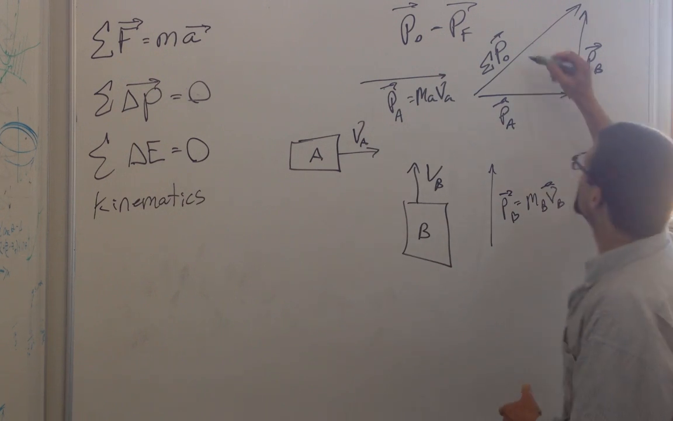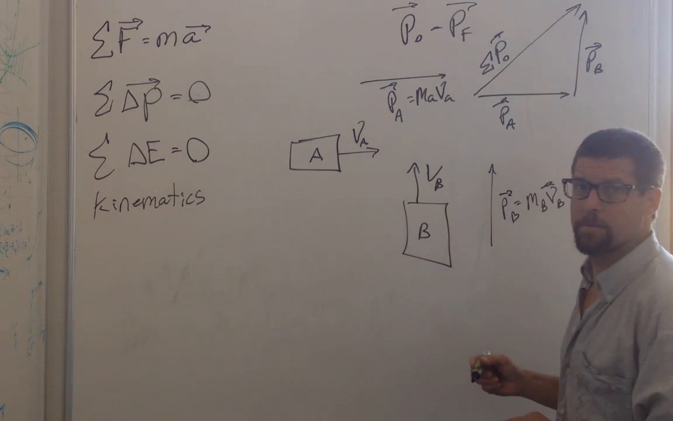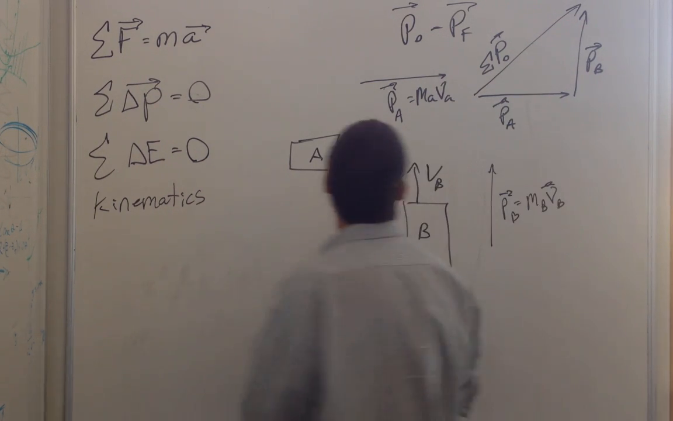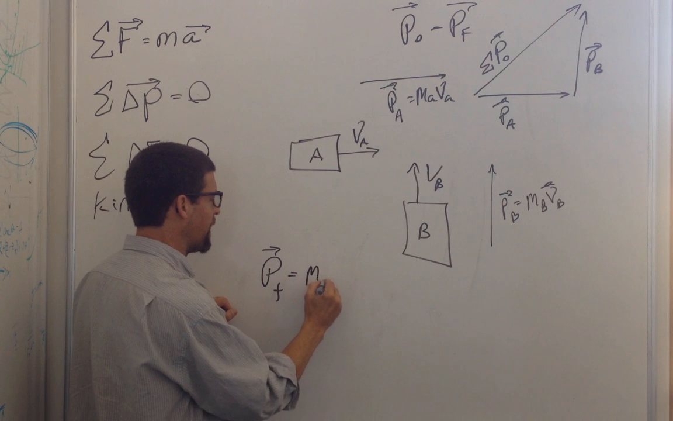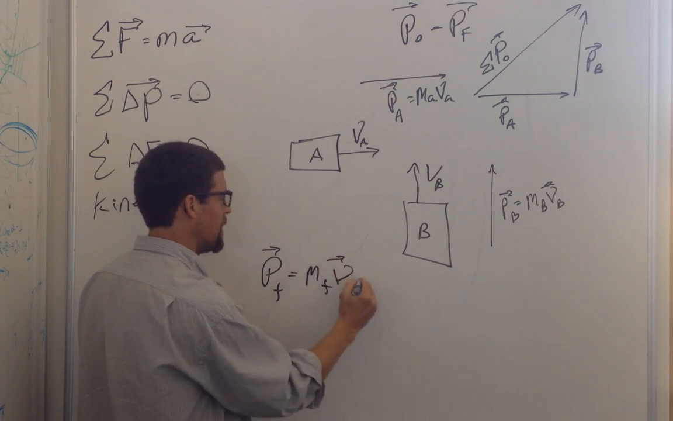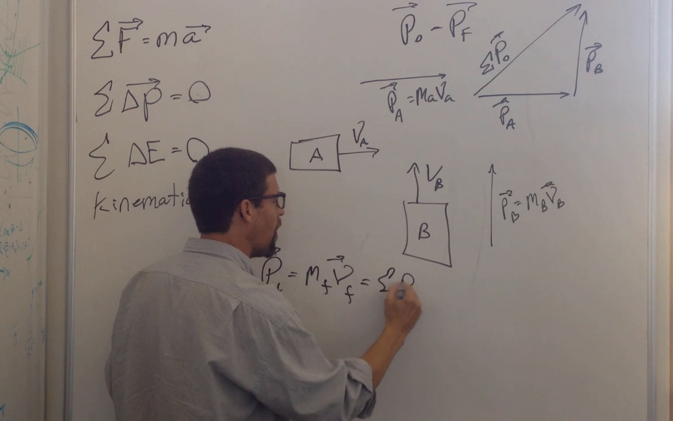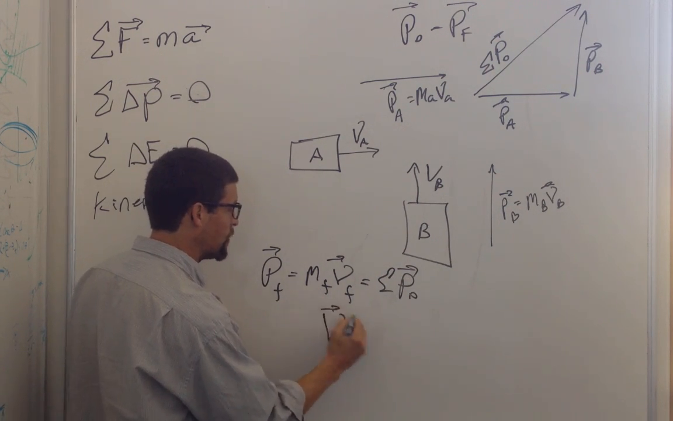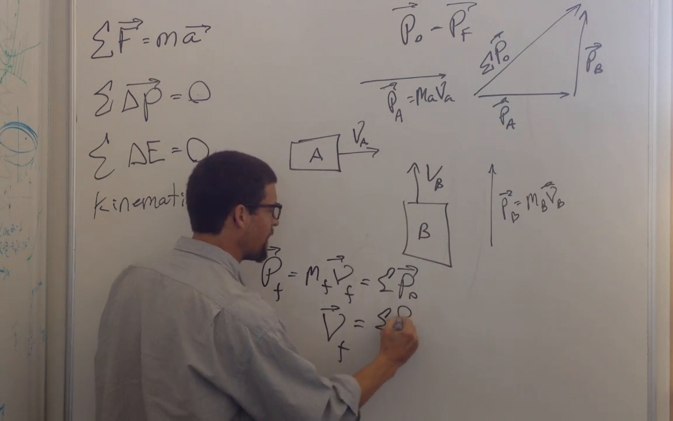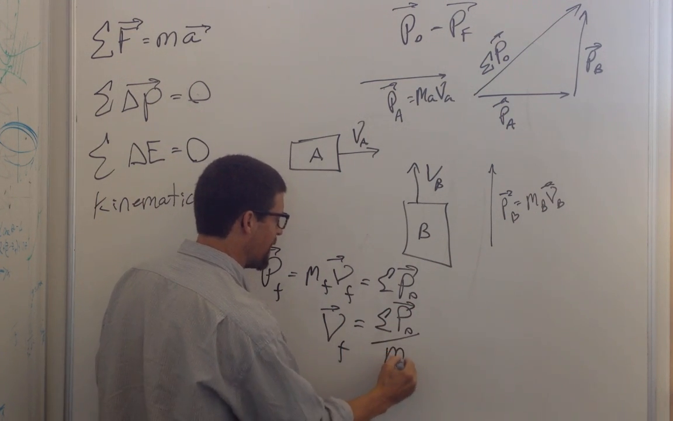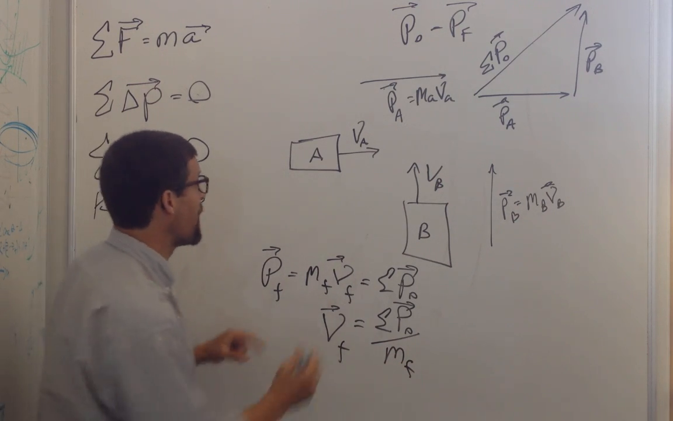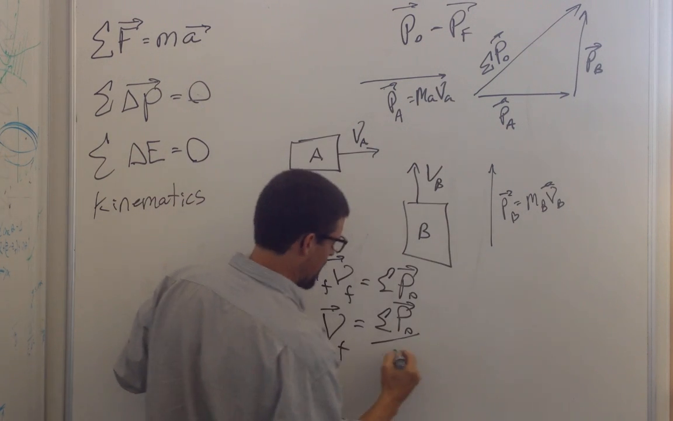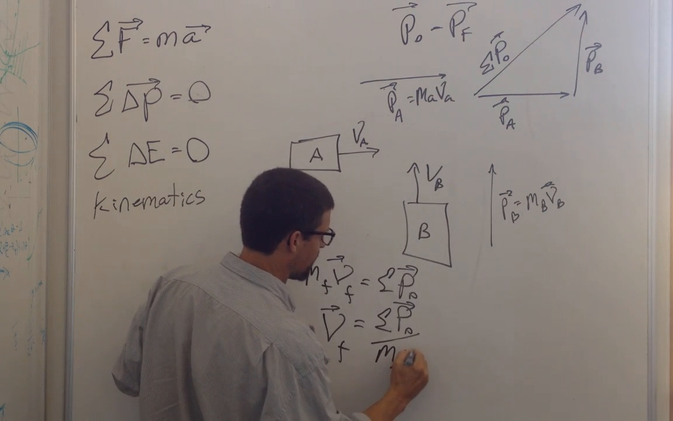So how would we solve this? Well, we would find these momenta, add them together, and find the direction and divide by the mass to get the velocity. Because momentum final is equal to mass final times velocity final. But that's equal to the sum of all the initial momentum. And so all you have to do to get V final, to find out which way it's going and how fast it is, you just find that total momentum and you divide by the final mass, which in this case, because they stick together, is going to be the mass of A plus the mass of B.